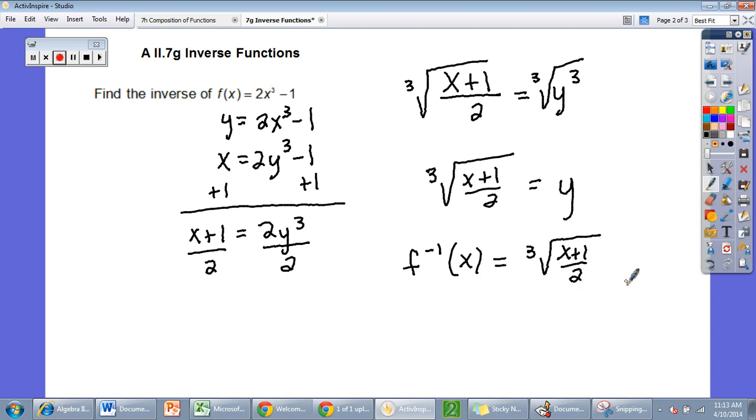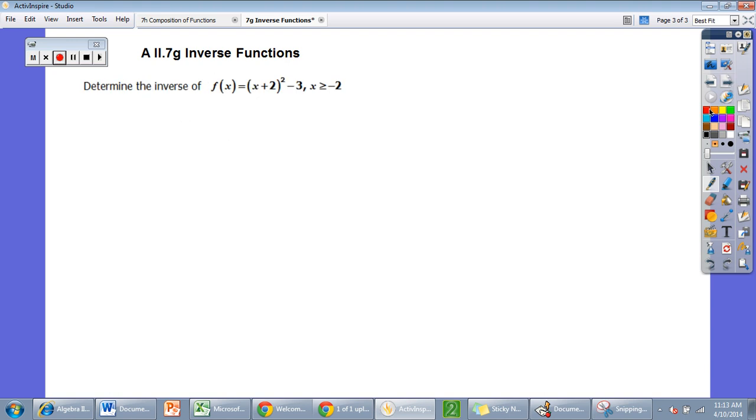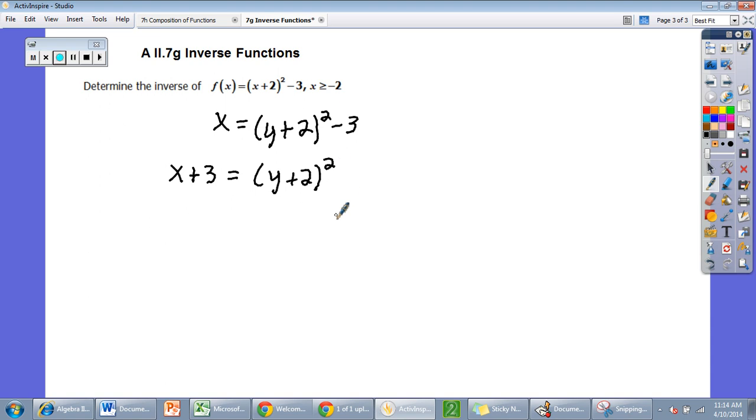Alright, I'll do one more example real quickly. If you wanted to try this next example on your own before I went through it to see if you understood how to do this and then check your answer, you could pause the video here. So you're going to make this be x and this be y. Okay, the first thing we're going to do is add 3 to both sides. So we have x plus 3 is equal to y plus 2 squared.